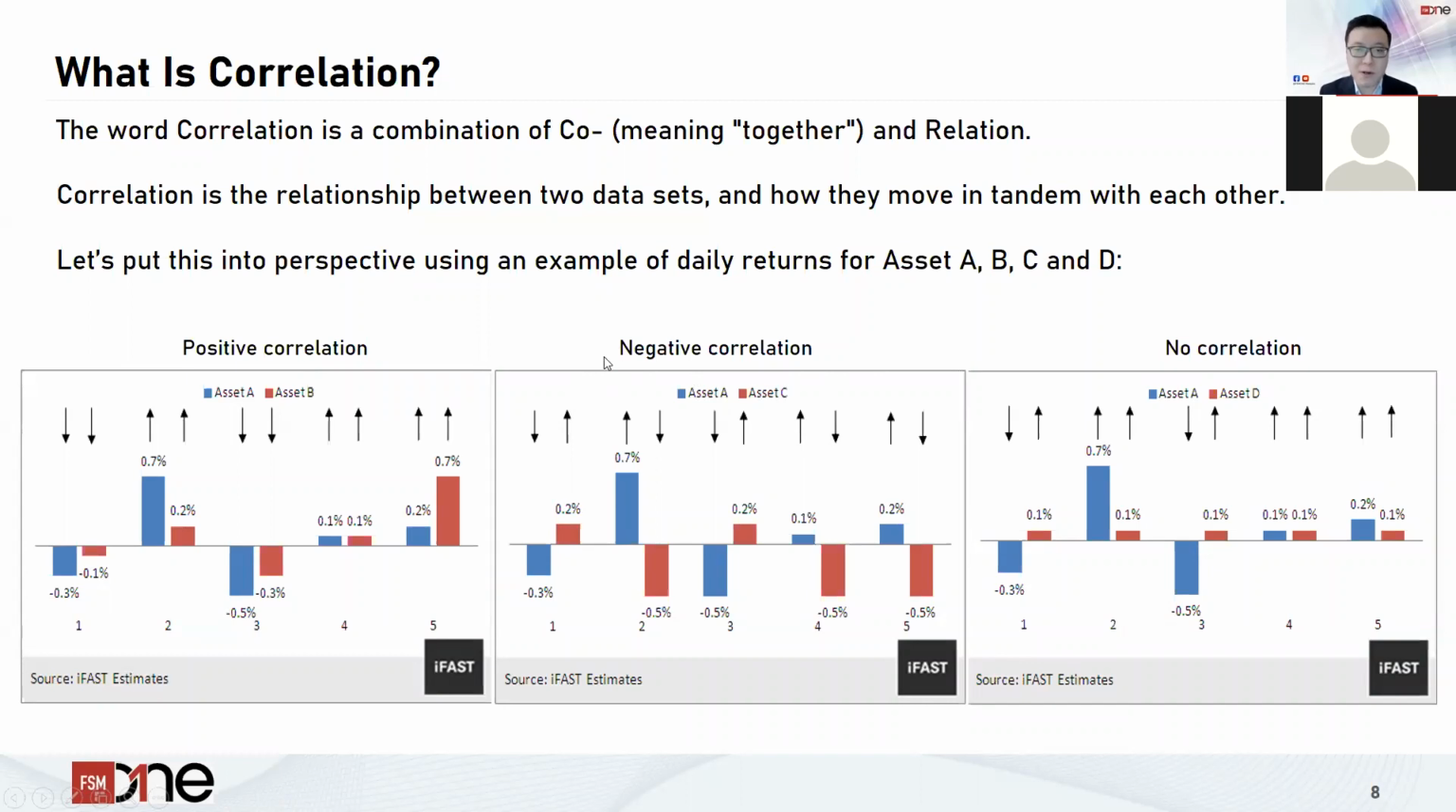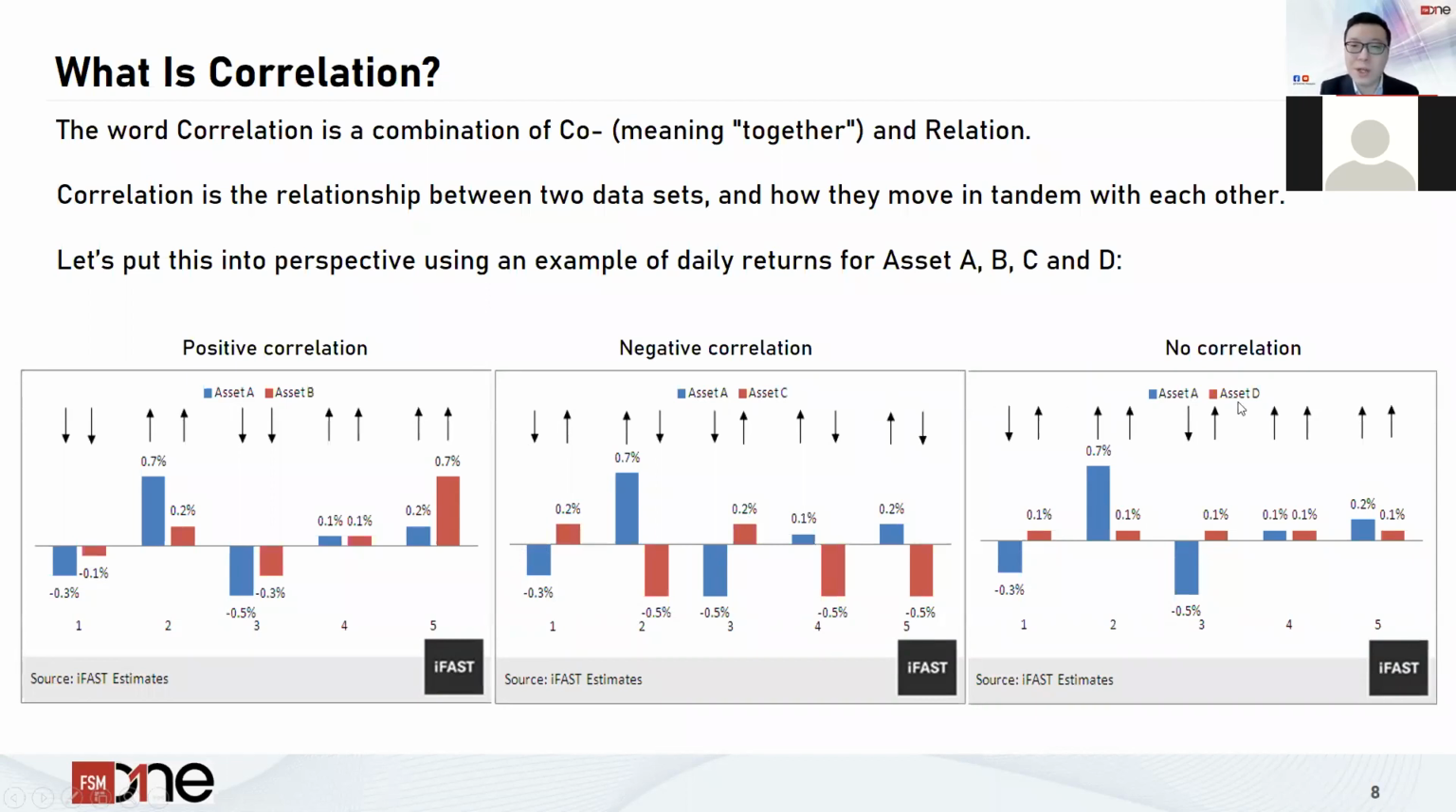Then we have negative correlation. They move in opposite directions. So for example, asset A moves down, asset C moves up. Asset A moves up, asset C moves the other direction. So most of the time they move in opposite directions. This is called negative correlation.